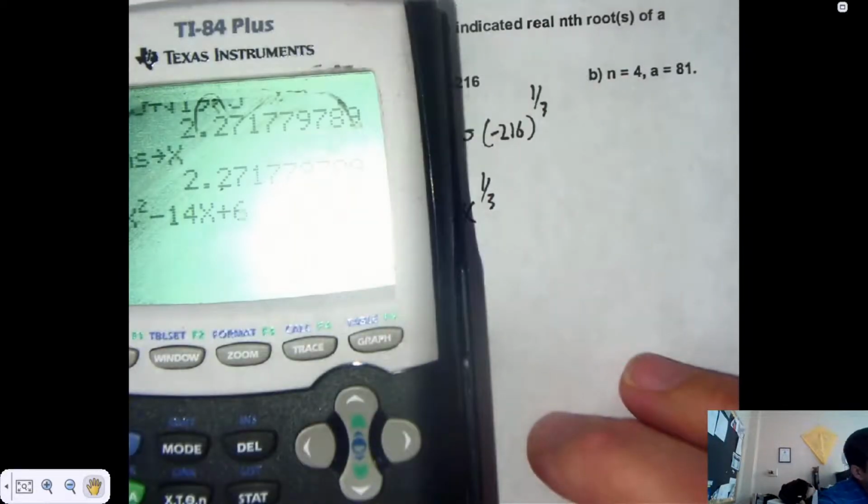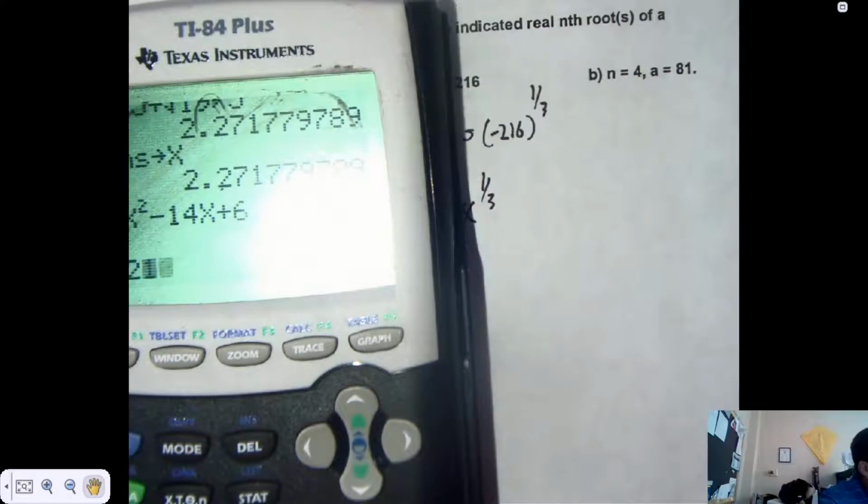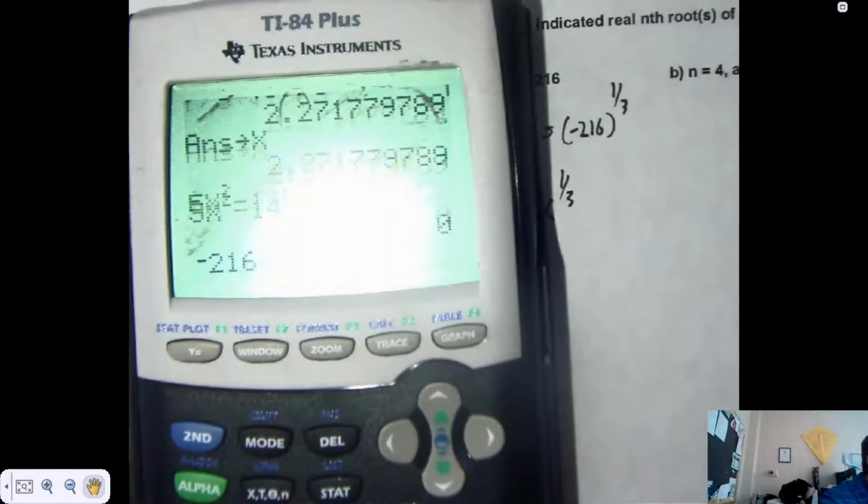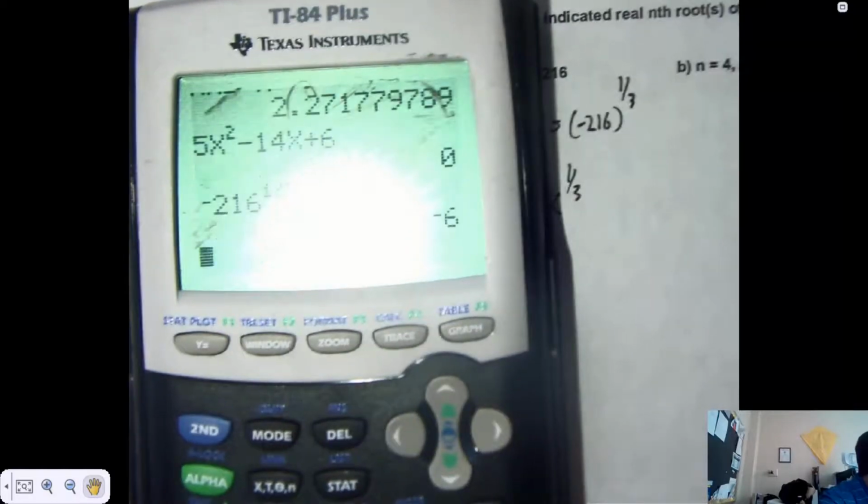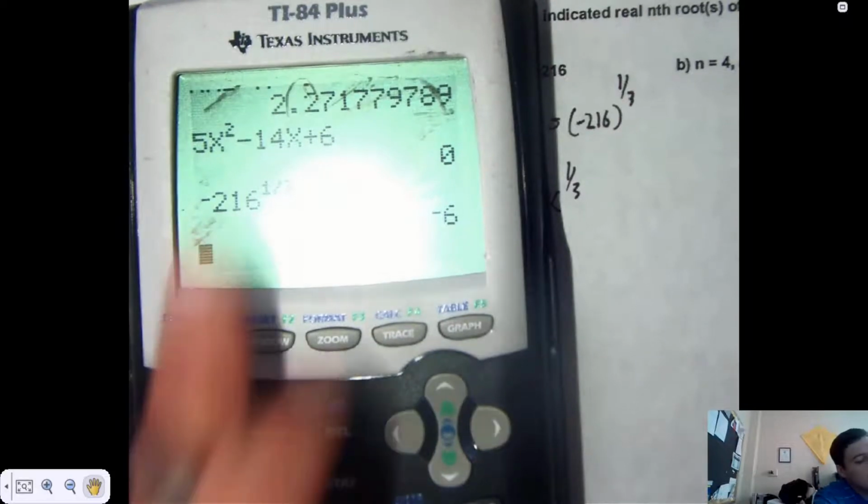See this one right here? Actually, it goes up to the exponential space. It does not need parentheses. If it didn't go up in the exponential space like that, and it was just on the same level, you would. It's -6. So that guy is -6.